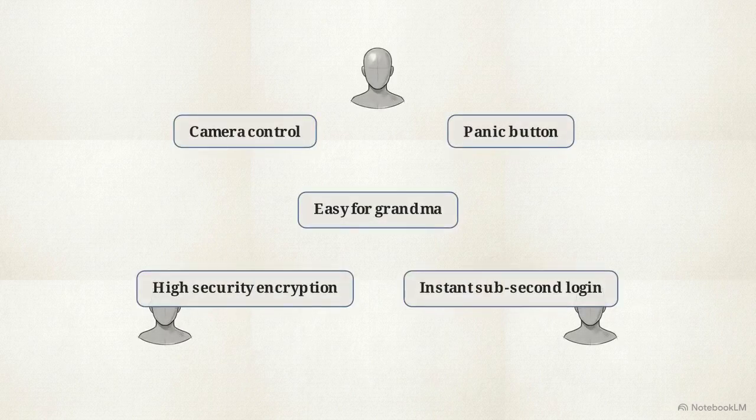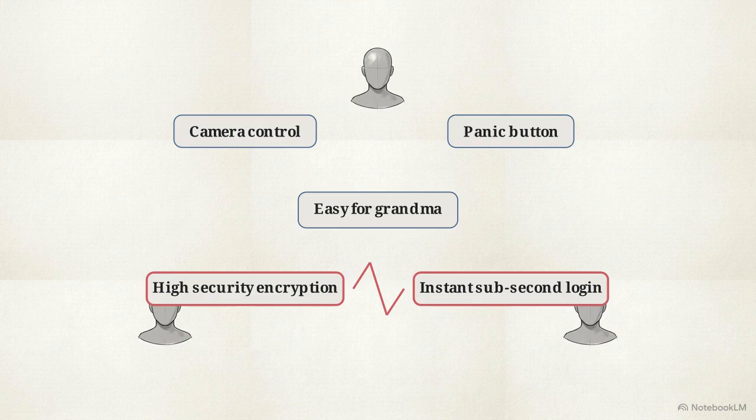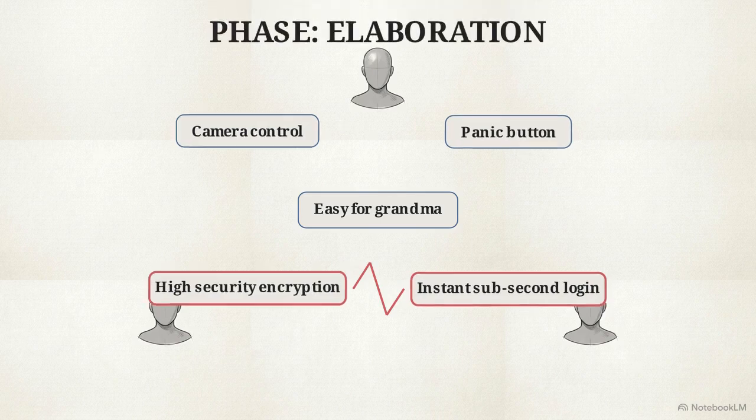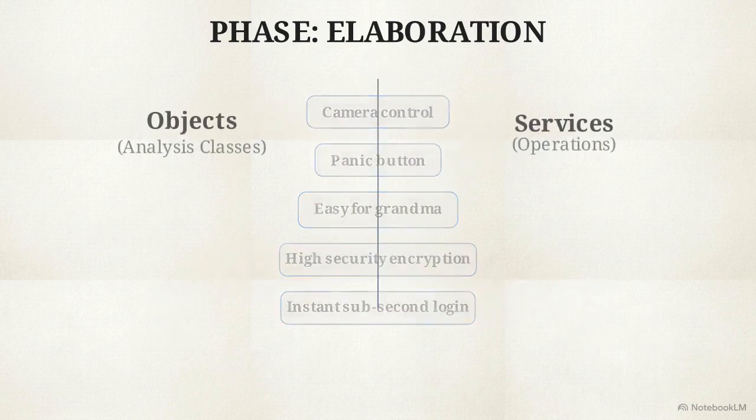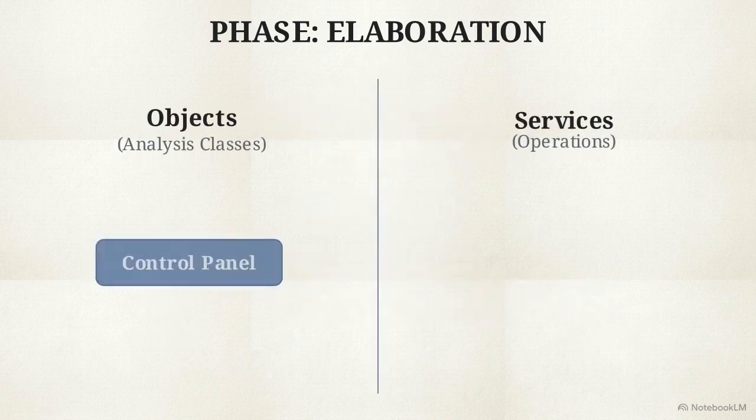This is the collaborative process of extracting raw data, desired features, and usage scenarios directly from stakeholders. The friction here is that stakeholders frequently omit obvious details or make contradictory requests. High-security encryption makes instant sub-second logins nearly impossible. To fix this, we move to elaboration.